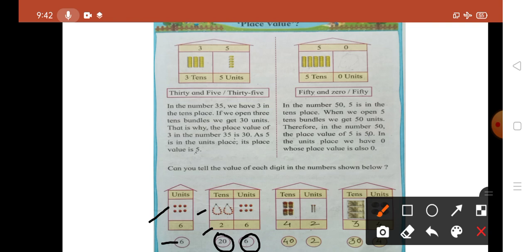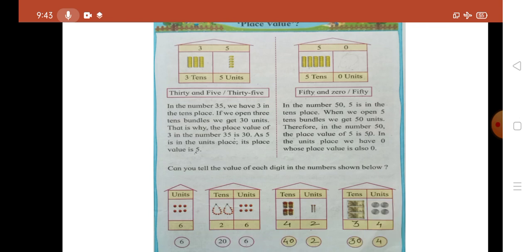So the 4 tens and 2 units. So place value of 4 is 40 and the 2 is in units place, so the place value of 2 is 2 only. So like that only. See the last one. 3 is in the tens place, so the place value of 3 is 30 and 4 is only 4.